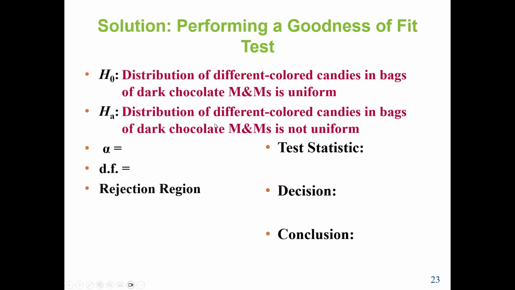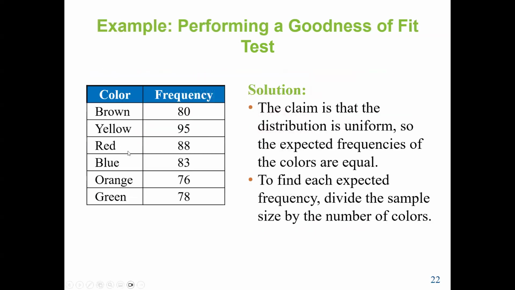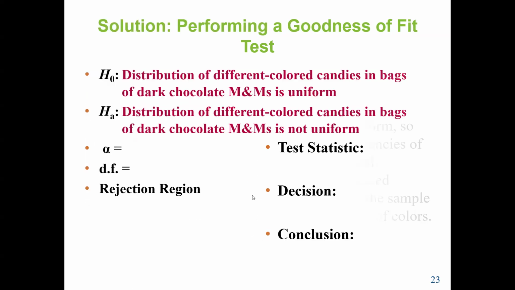So now let's do our hypothesis testing. H0: the distribution of different colored candies in bags of dark chocolate M&Ms is uniform, and that is the claim from the question. HA: the distribution of different colored candies in bags of dark chocolate M&Ms is not uniform. Again, HA always goes against H0. Alpha is given to us to be 0.10. The number of categories, the colors, is 6. So that's why we have 6 minus 1 for the degrees of freedom, which is 5.